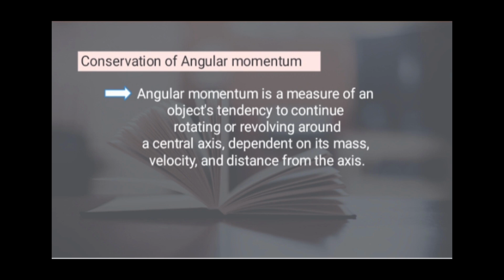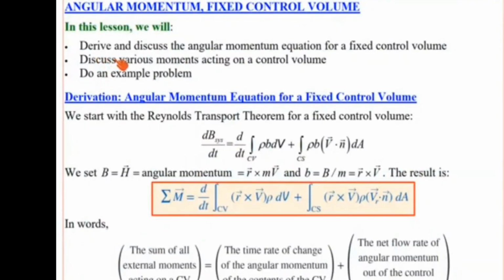How is angular momentum different from linear momentum? Remember, angular momentum is due to rotation. In this lesson, we'll derive and discuss the angular momentum equation for a fixed control volume. We'll look at the various moments acting on a control volume and do an example problem as we did with other conservation laws. We start with the Reynolds transport theorem for a fixed control volume.